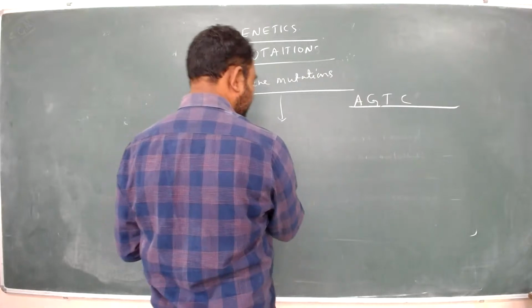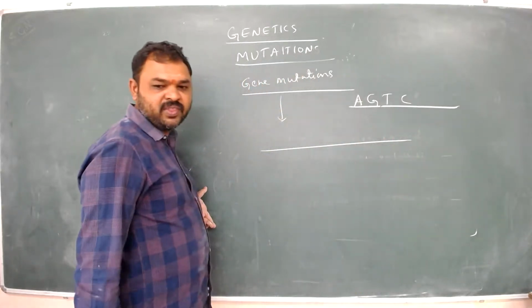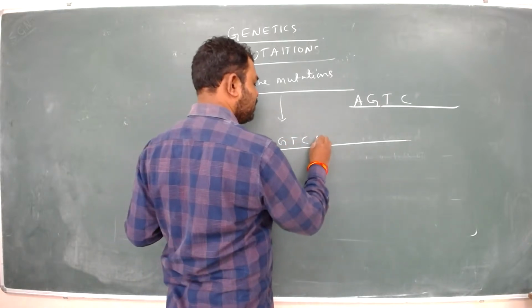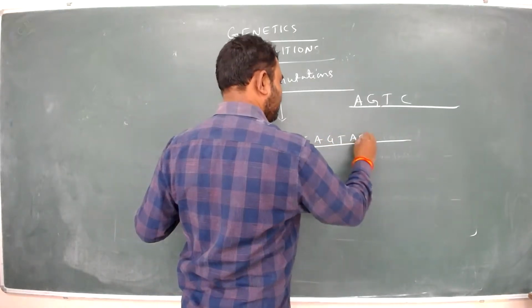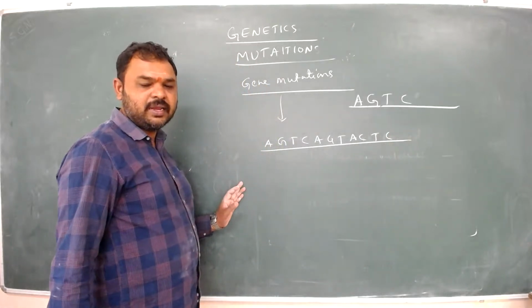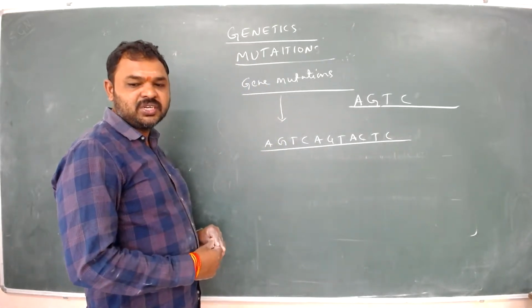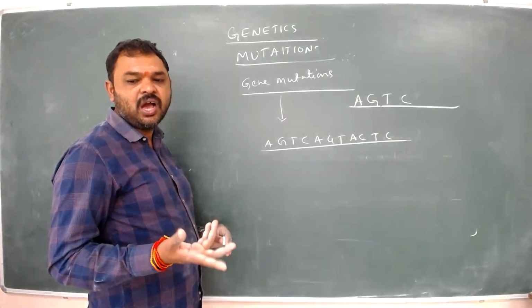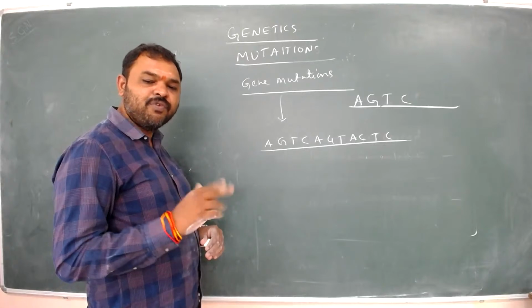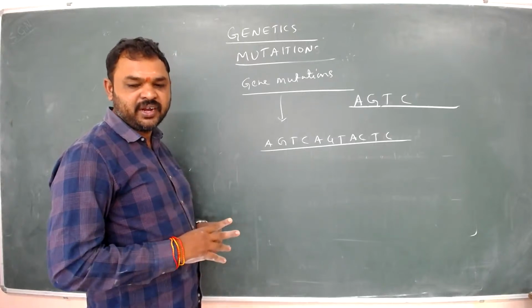This is a DNA. In this DNA, these are nucleotides: adenine, guanine, thymine, cytosine, adenine, guanine, thymine. You can write whatever you wish here. These are the nucleotides in the DNA. But what is a gene mutation here? The addition or removal of one nucleotide or many nucleotides.